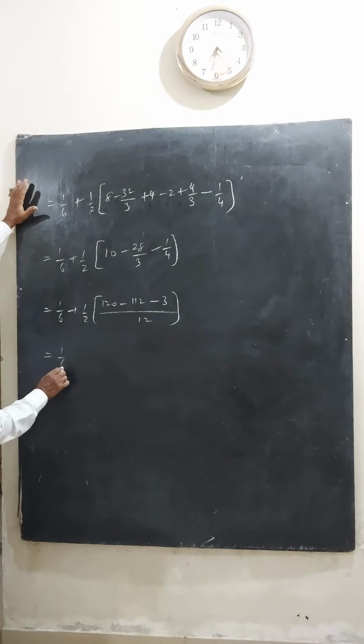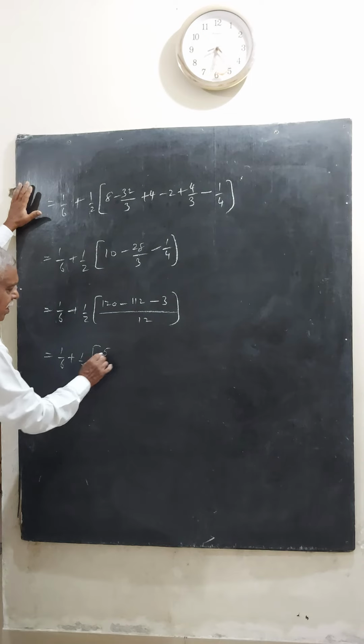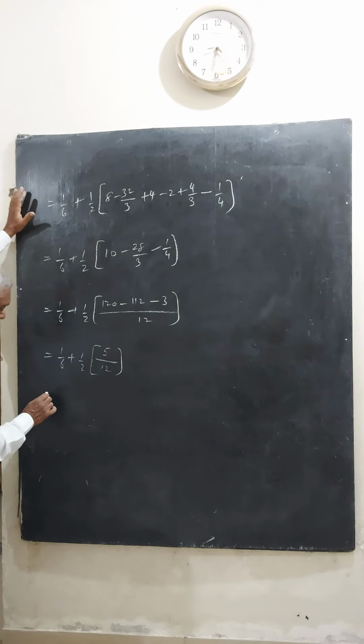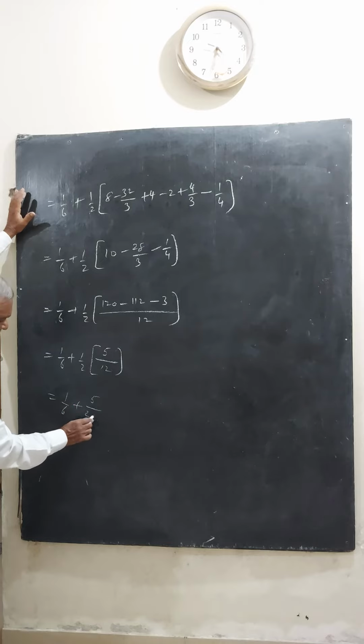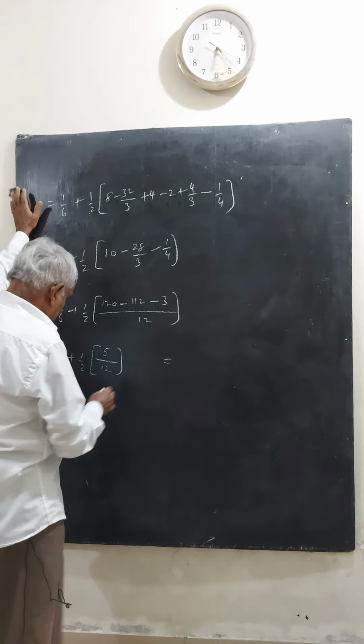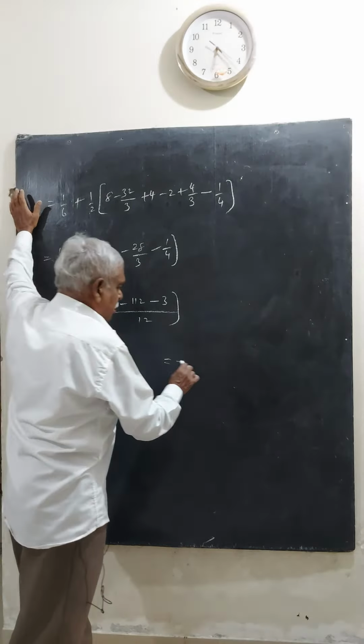Equal to 1 by 6 plus 1 by 2, 120 minus 115 equals 5 by 12, so 1 by 6 plus 5 by 24. 24 is the LCM. 4 plus 5 equals 9 by 24. 3 by 8 is the answer.